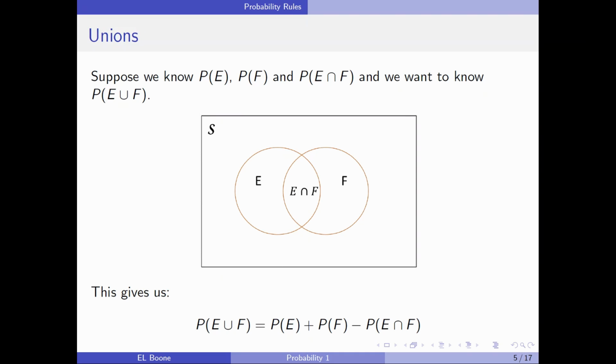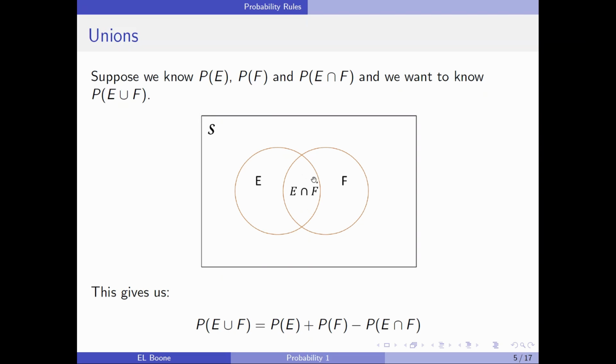Unions. Suppose we know the probability of E, the probability of F, and the probability of the intersection, and we want to know the probability of the union. Well, if I know E, and I know all of F, well, that's too much. I've overcounted any outcomes that are in here, right? Because they're in both E and they're in F. And remember, we're thinking about this like counting. Well, whatever's in there has been counted twice.